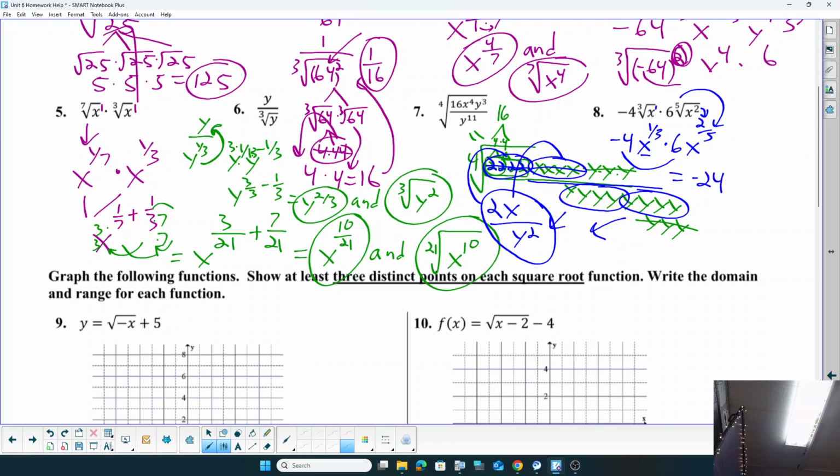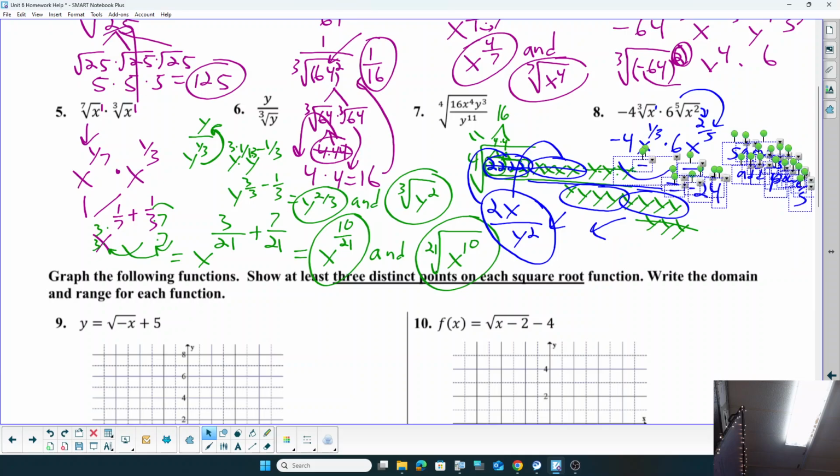And then we have the same base. Same base means you can add the powers. So when you have the same base, you can go ahead and add those powers. Same base, add the powers. Good.